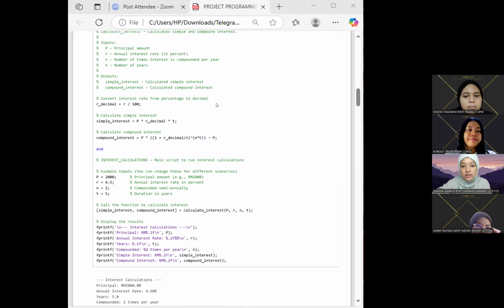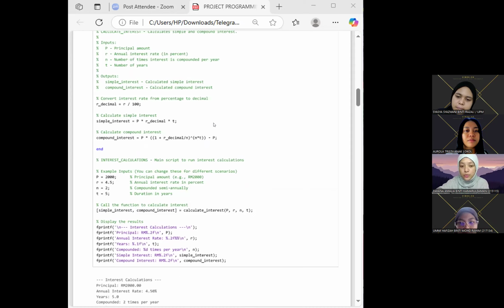And then we calculate simple interest using the formula simple_interest equals P multiplied by R_decimal multiplied by T. So this is based on the standard formula, which is simple interest equals principal multiplied by rate and also multiplied by time.